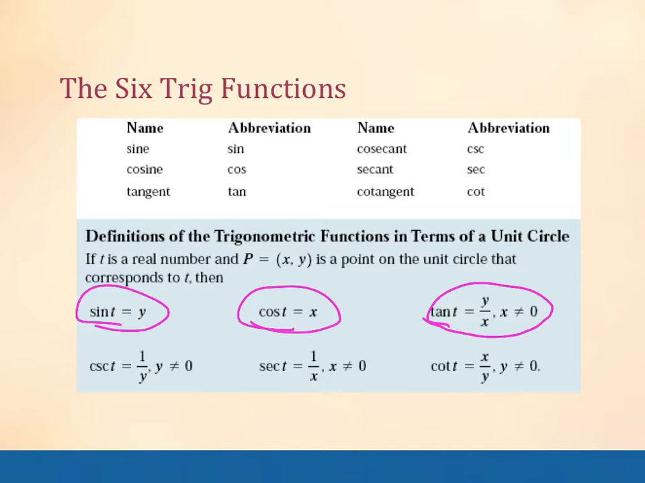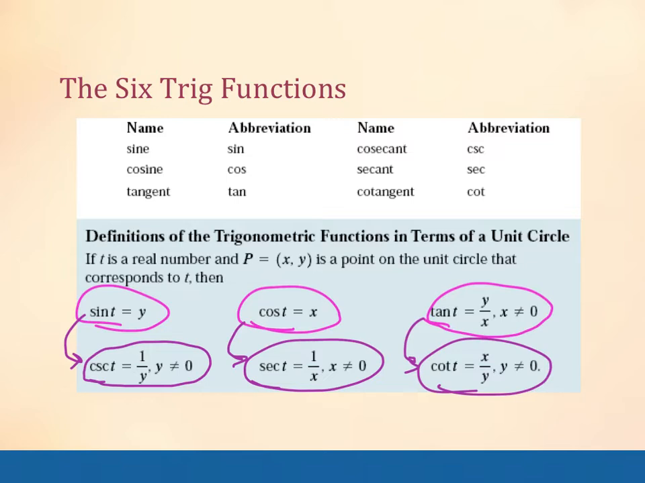Sometimes tangent is undefined. The reciprocal function of sine is cosecant, and that would be 1 over y, or just take your sine and flip it. The reciprocal of cosine is secant. That would be 1 over x, or take your cosine and flip it. And then the reciprocal of tangent is cotangent, which would be x over y, or take your tangent and flip it. People will confuse secant and cosecant. The s's never stick together and the c's never stick together. So the cotangent and tangent should be easy, but cosecant goes with sine and secant goes with cosine.